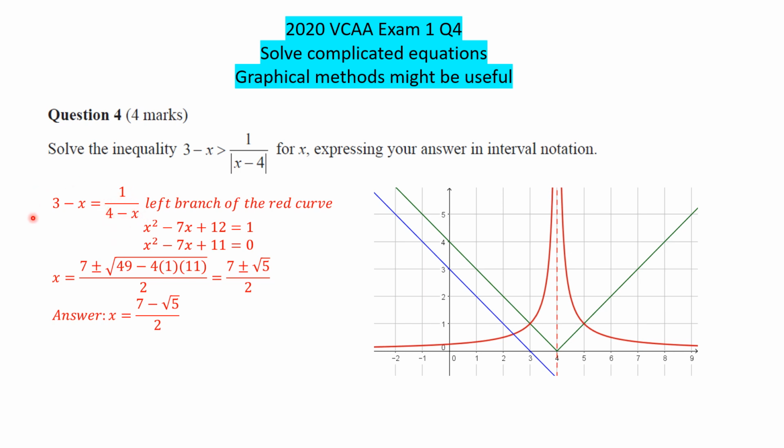So you want to solve that. Rearrange to form a quadratic equation and then use the quadratic formula to work out your x value. Now you can see that you got two x values, but only one of them is applicable. So you choose basically the smaller value in this case.